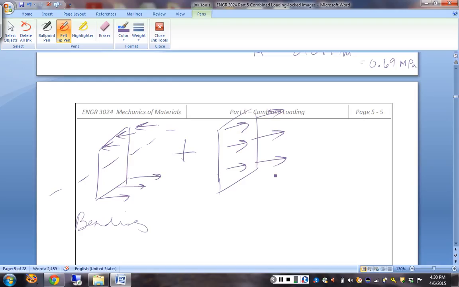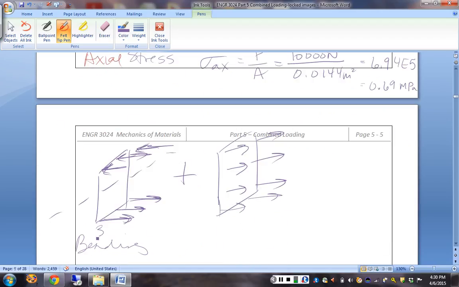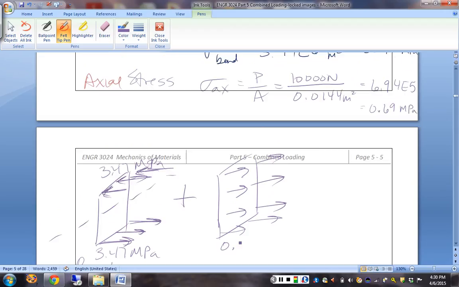Does the tension that's all over the surface cancel out the compression at the top? Well, that's exactly the point that I was about to make. How big are these? How big is the sigma max from bending? That's 3.47 mega, right? So 3.47 mega. How big are these? They're the same everywhere, but they're only 0.69. So it doesn't quite cancel out.